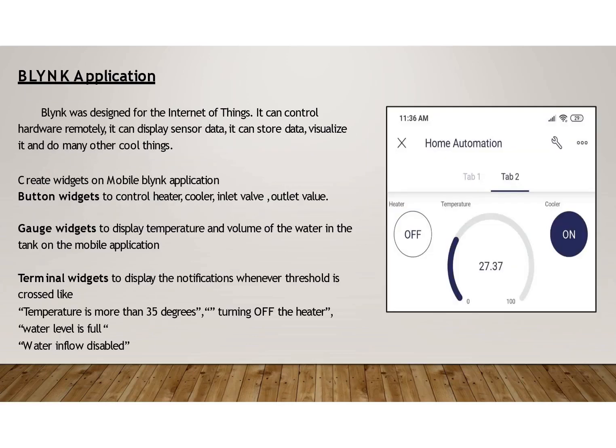Blynk application was designed for the Internet of Things. With Blynk, it can control the hardware remotely and it displays sensor data. It can store data, visualize it, and do many other cool things. Create widgets on the mobile Blynk application. Button widgets to control the heater, the inlet valve and the outlet valve. Badge widgets to display temperature and volume of water in the tank on the mobile application. Terminal widgets to display a notification whenever a threshold is crossed, like when the temperature is more than 35 degrees, turning off the heater. It gives a notification like that.